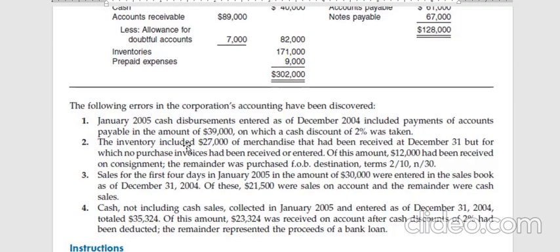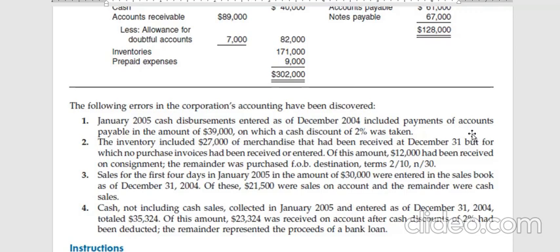Next, the inventory included $27,000 of merchandise that was received on December 31st. So you received, on the very last day of the year, inventory worth $27,000.